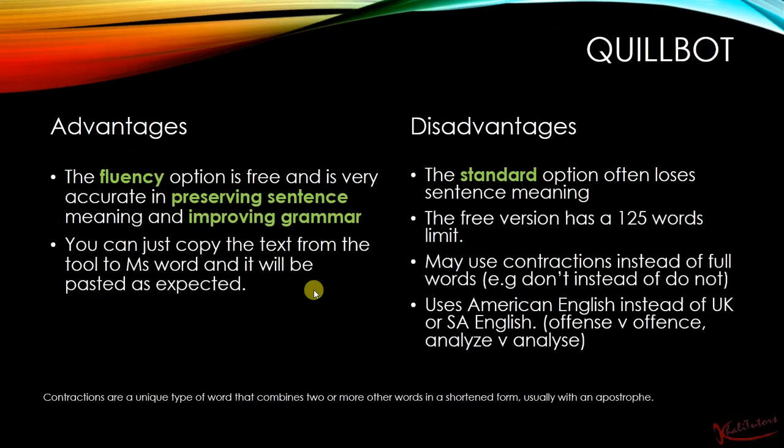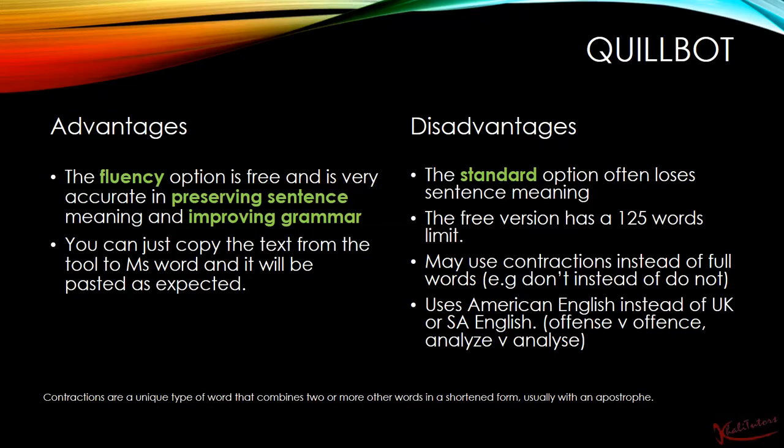Okay, so what are the advantages of using QUILLBOT? The first one is that the fluency option is free and is very accurate in preserving sentence meaning and improving grammar. That is what you want to do. You want to improve your grammar. You want the sentence meaning to stay the same, but the grammar needs to improve. So you can do that with your QUILLBOT. But be careful, don't use the standard version. The standard version will mess up your sentence, okay? It might lose meaning.